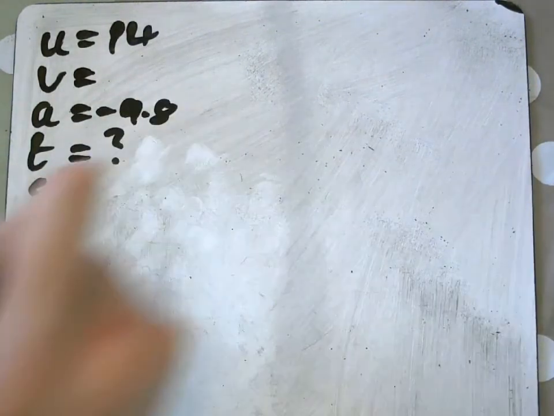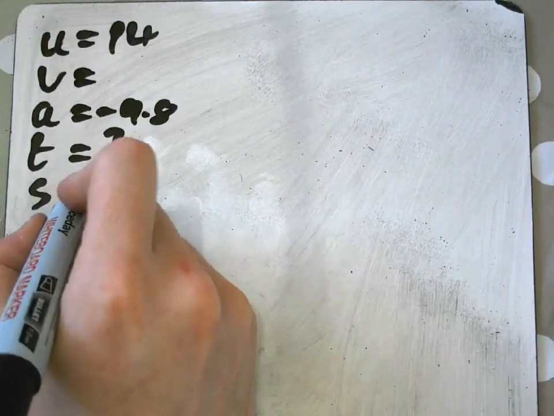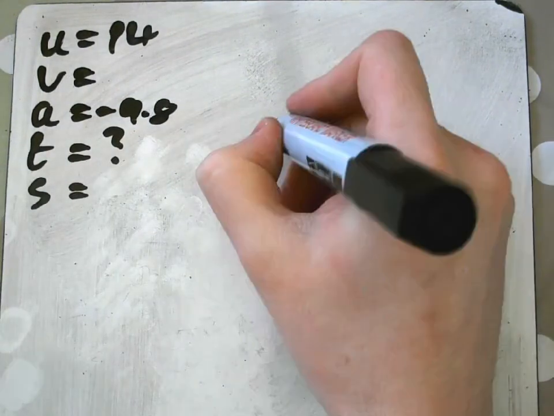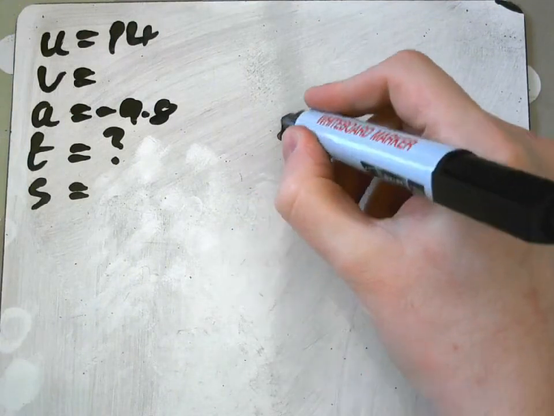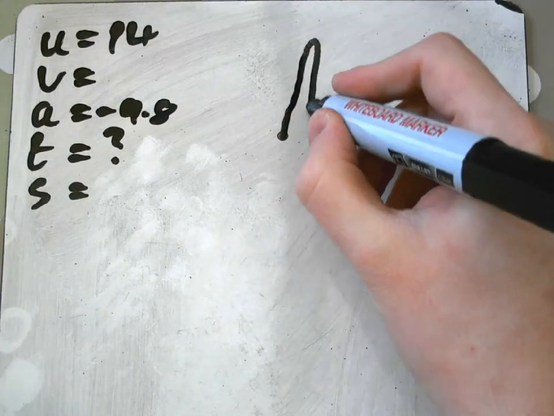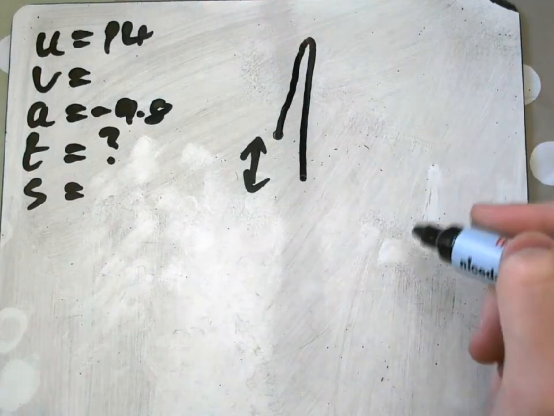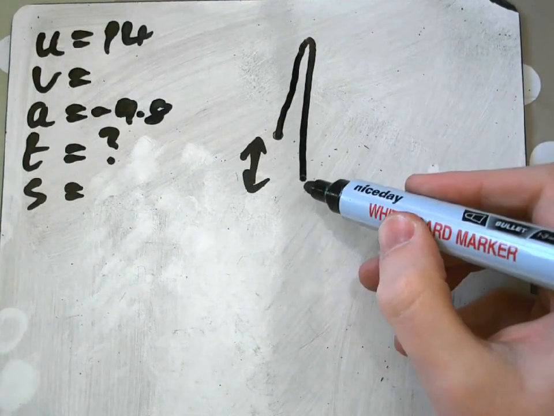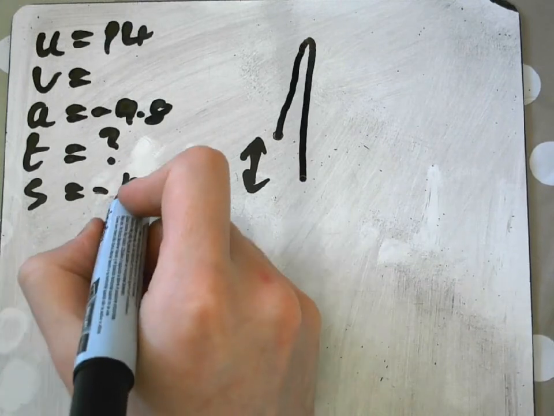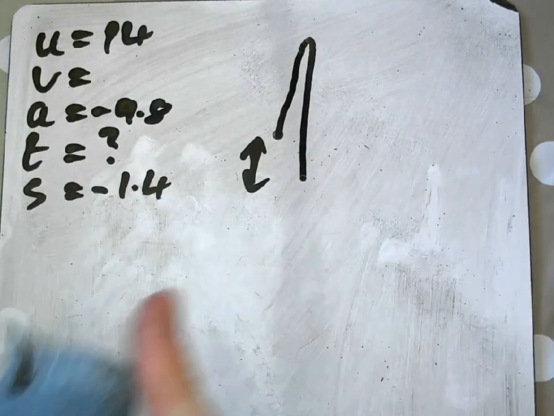Time is our big question mark, and the displacement, if you think about this, the stone is starting from a height of 1.4 meters and being thrown up, is then coming back down to ground level. It has dropped by 1.4 meters overall. So our displacement is negative 1.4.